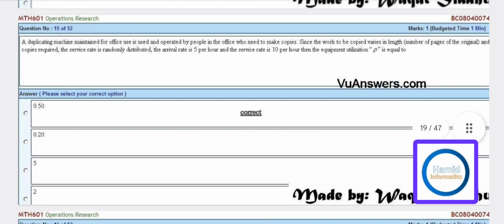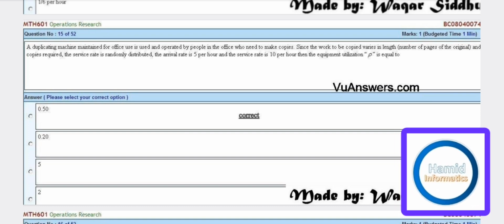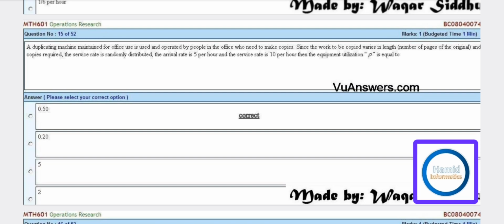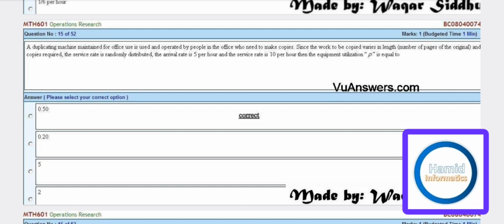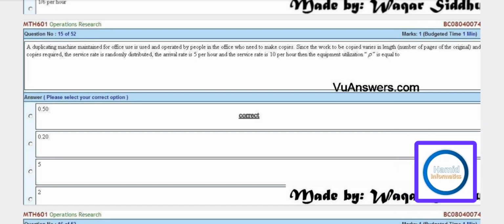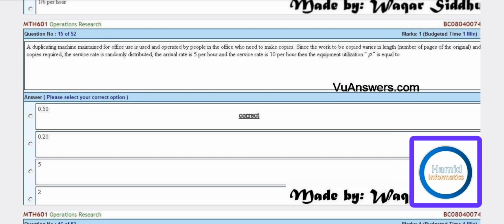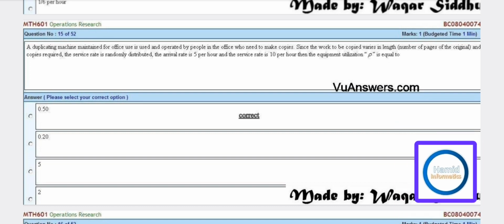Next question is, in a duplicating machine maintained for office use and operated by people in the office who need to make copies, since the work to be copied varies in length, number of pages of the original and copies required, the service rate is randomly distributed. The arrival rate is 5 per hour and the service rate is 10 per hour. Then the equipment utilization rho is equal to 0.50.